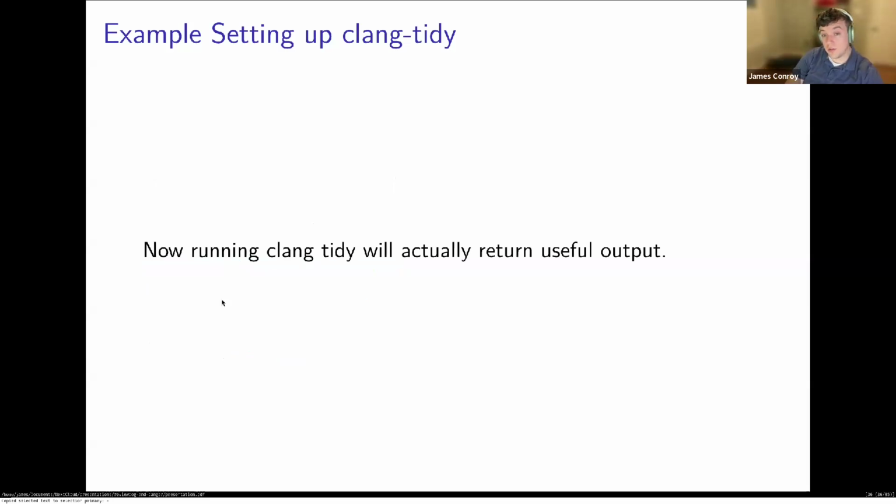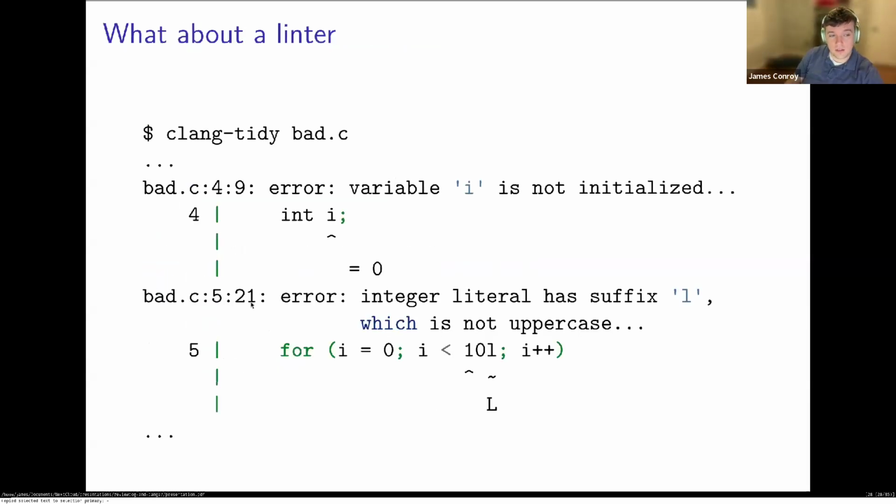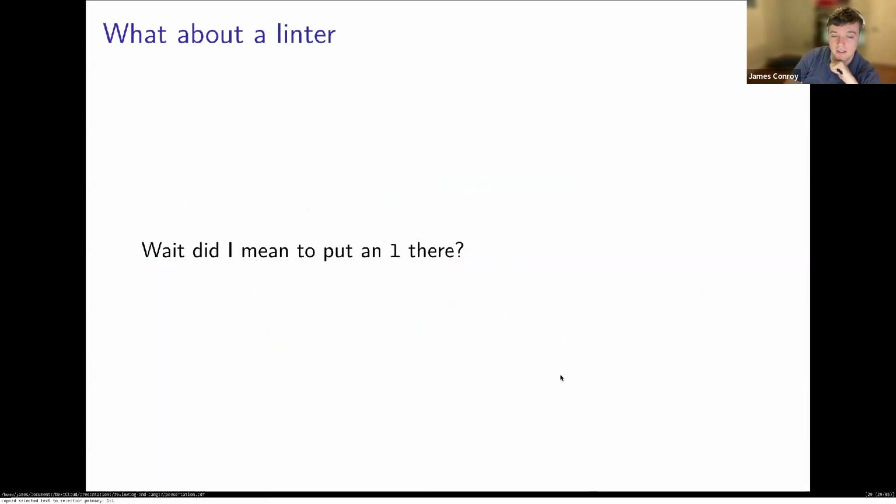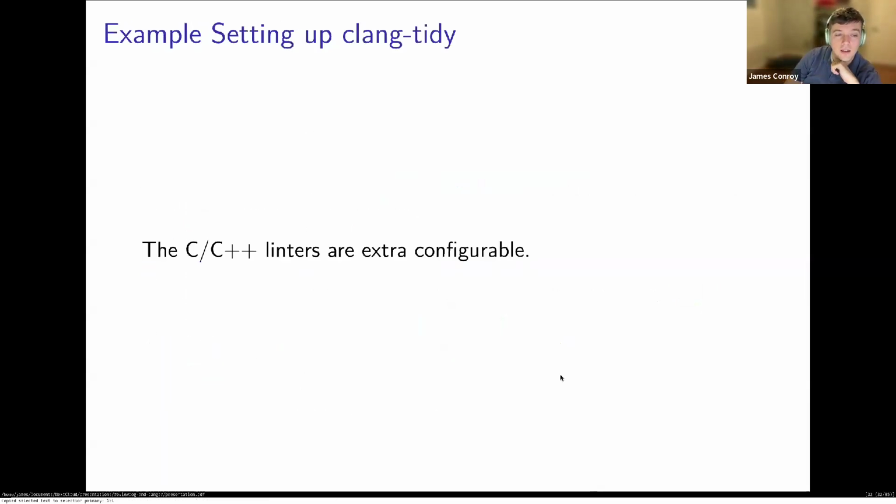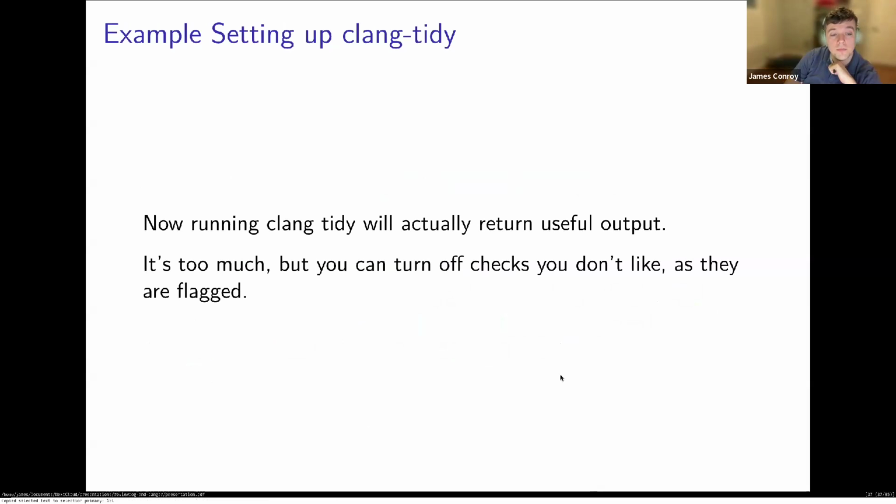Now it will actually return useful output because if we remember back to this, without that config file, this second one here is not actually printed. You just get warned about i not being initialized because 10L is in fact valid C. Nothing's going to complain about it unless you tell the linters to.